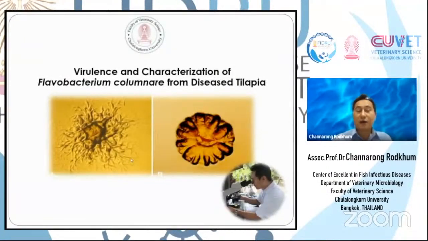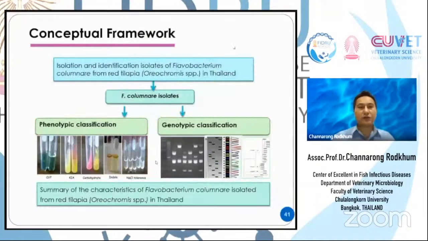Okay, after our story, after we found Flavobacterium columnare as a predominant infection in farmed fish, we aimed to study deeply into its virulence and characteristics. We found that colonies of Flavobacterium columnare on specific media have two types: rhizoid colonies and non-rhizoid colonies. Then we hypothesized that rhizoid and non-rhizoid colonies may cause different clinical signs or virulence in the fish. Then we studied more by collecting diseased fish samples.